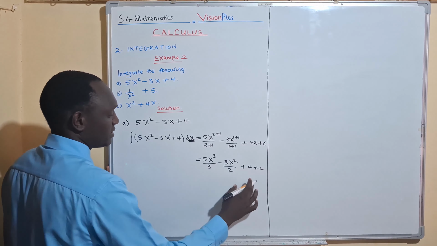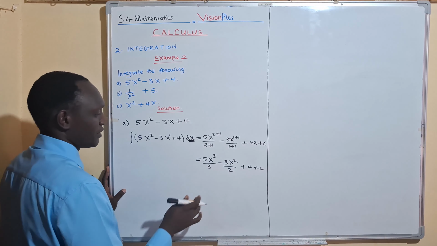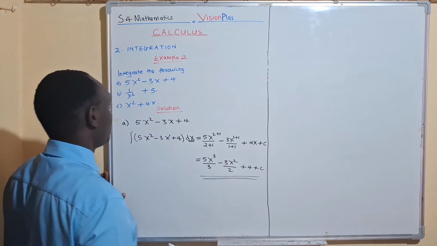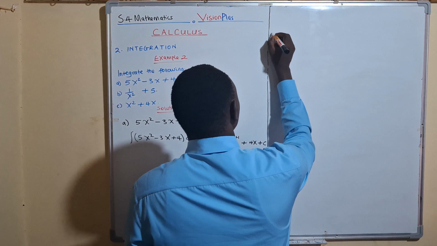Then you see, if you can simplify, you simplify it. But if you cannot simplify, like in this case, you leave it. And that is the answer for part A.